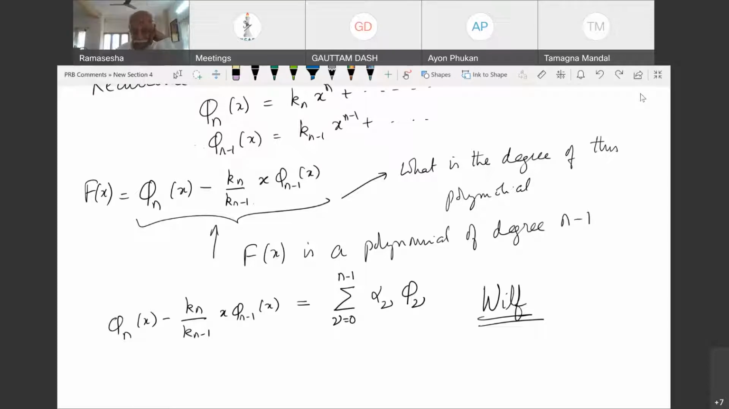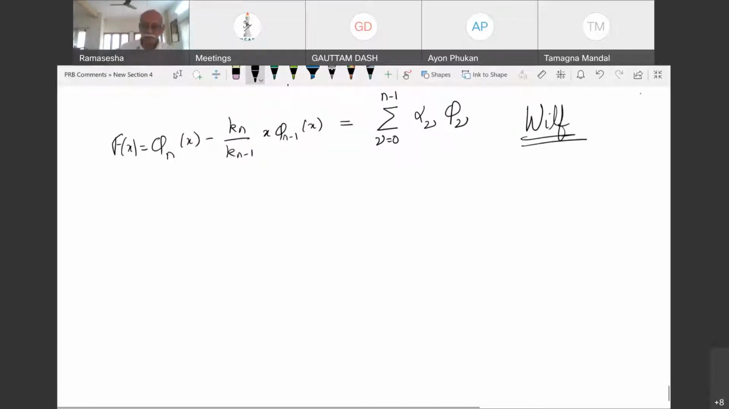Now we know that every polynomial of degree p can be expanded in orthogonal polynomials of degree up to p. So p_n(x) minus k_n upon k_{n-1} x p_{n-1}(x) can be expanded in terms of orthogonal polynomials p_nu from nu equal to 0 to n minus 1. So this is where I stopped last time. And now let us try and get expressions for alpha_nu.